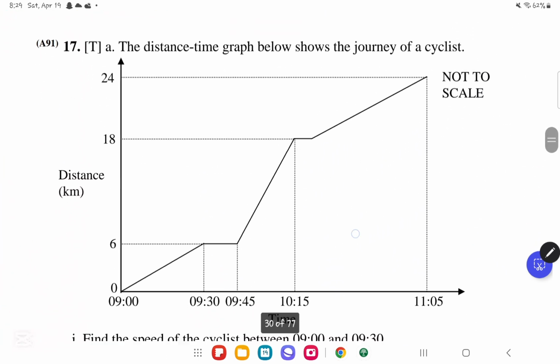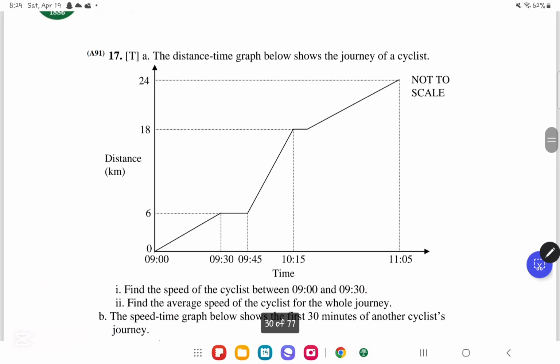Now we move on to 17 top. They said the distance graph shown below shows the journey of a cyclist, okay? Find the speed of the cyclist between 09:00 and 09:30.